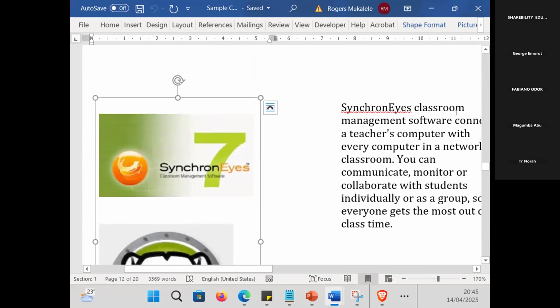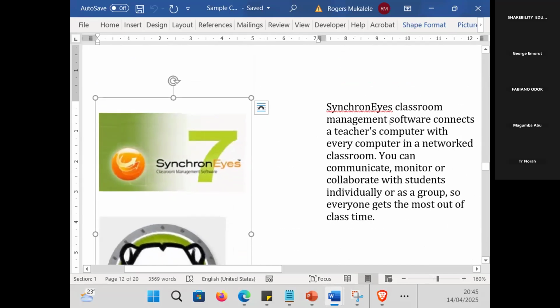We have this one called Synchronize. It connects the teacher's computer with every computer networked, so this is the one which the teacher uses to monitor the learners.